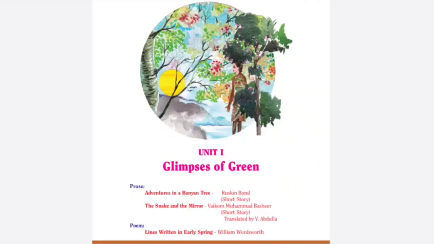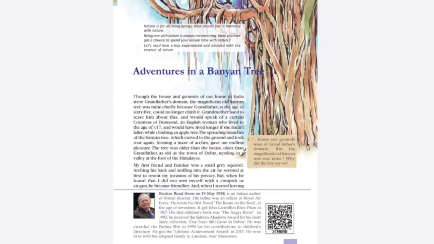Dear children, today we shall discuss the Standard 10 Kerala English Reader. The first unit is Glimpses of Green. That means a look into the green, a look into nature. And the first lesson is a story. The name of the story is Adventures in a Banyan Tree, written by Ruskin Bond.